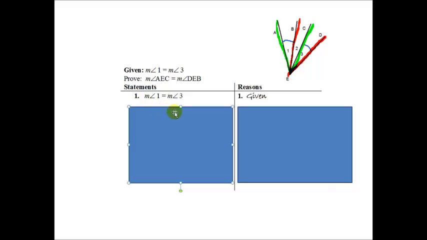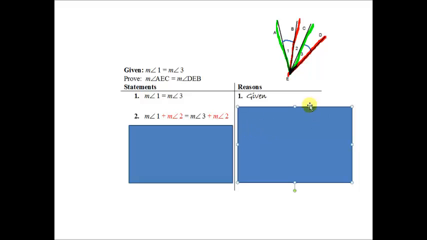So the measure of angle 1 and the measure of angle 3 are the same, but those aren't the angles that I want. I want to get the measure of angle AEC, and that's a combination of angle 1 and angle 2 together. And then the same for angle DEB. That's another combination of adding angle 2 and angle 3 together. So let's go ahead and do that. Let's add angle 2 to both of those angles that we were starting with. So angle 2 here has been added to both sides.